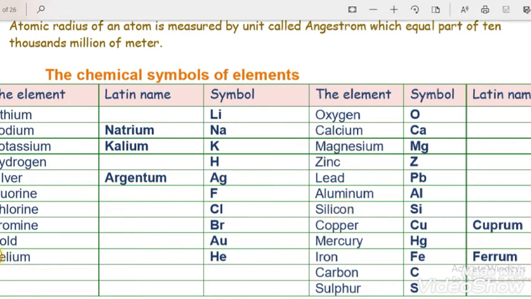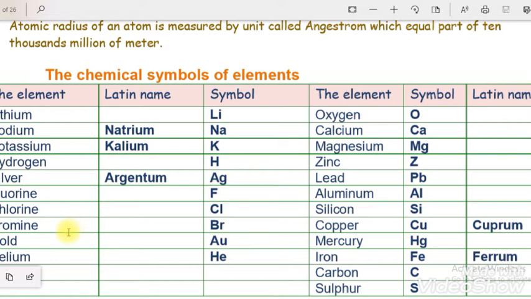Also we have helium. Helium, we can't use a capital H. Why? Because we have hydrogen with capital H as its symbol. So we choose to take the first two letters from helium. Also we have nickel, and sodium has the same problem.